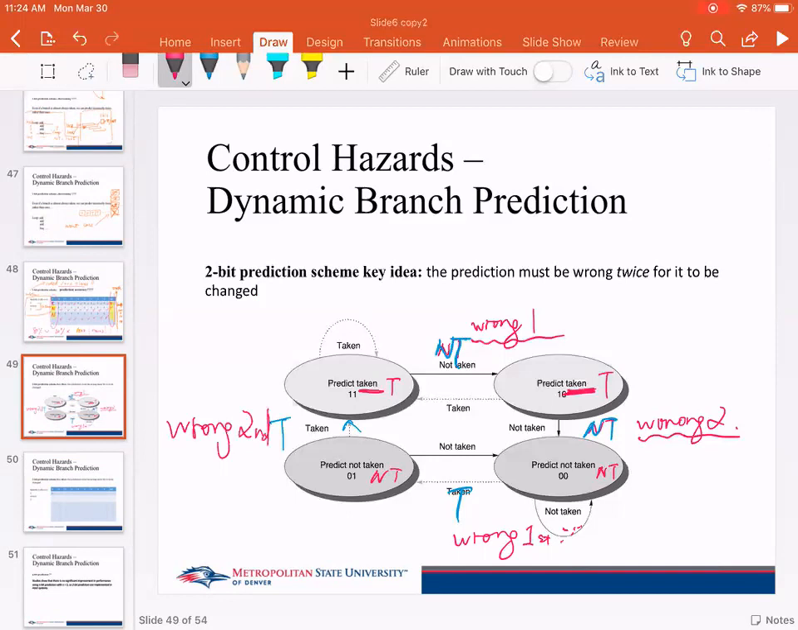So when I am wrong twice, then I will switch my NT to be T. I'll switch the buffer. I'll update the prediction buffer from NT to be T. So what does that mean? It actually means just be a little bit lazy to make a change. Don't make a change immediately after you made a mistake. If you keep making mistakes a couple of times, then you can change your prediction, right?